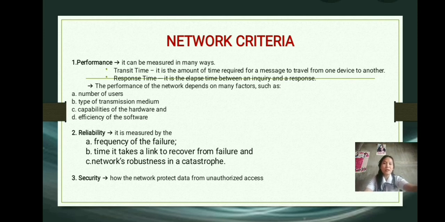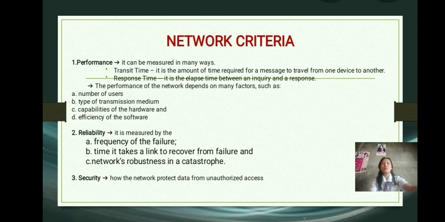So next, reliability. It is measured by the frequency of failure, the time it takes a link to recover from failure, and the network's robustness in a catastrophe. So when we're talking about reliability, it is the measure of how often a network is usable.